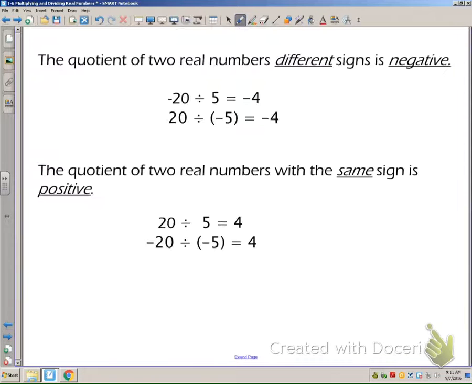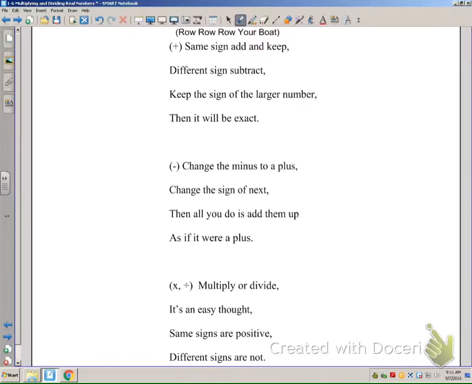Okay, the quotient follows the same rules. Different signs is negative, same sign is positive. You can pause this and look over these examples if you need to. So one more time, I'm going to kind of go through the song. Don't judge me for my singing abilities here. The point of it is to memorize this so that when you're taking a test, you can sing it in your head and remember the different rules.